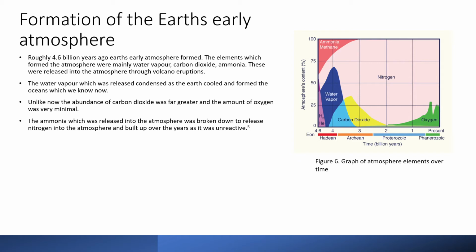4.6 billion years ago, the Earth's early atmosphere formed, and this is due to volcanic eruption. This volcanic eruption released water vapor, carbon dioxide, and ammonia into the atmosphere. The water vapor which was released condensed as the Earth cooled and formed the oceans. The ammonia which was released was broken down by sunlight, and nitrogen was released into the atmosphere. Due to nitrogen being unreactive, it just built up over the years.